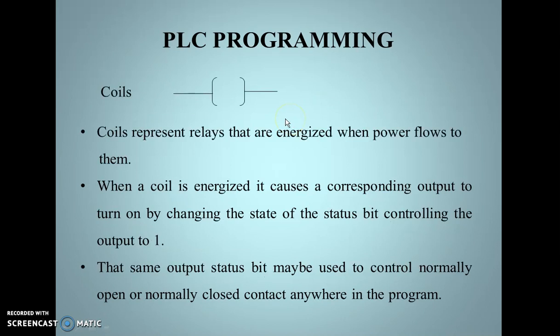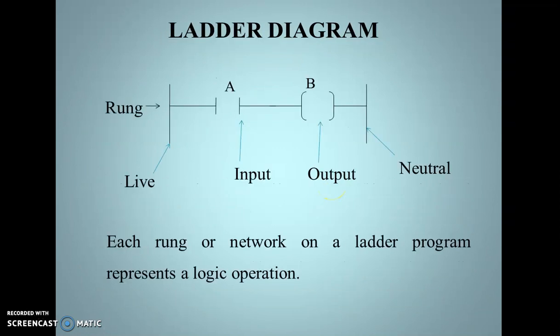The outputs in PLC programming are represented by the coils. The coil represents relays that are energized when power flows to them. Some of these outputs or coils can also be used as control inputs anywhere in the program. That can be seen in further, modified or advanced programming.